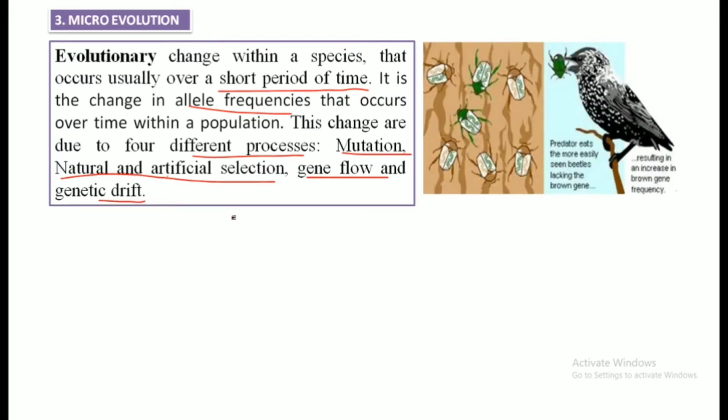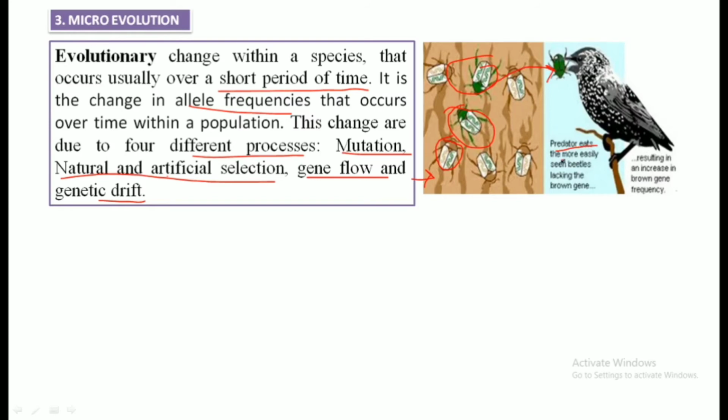So here comes an example of microevolution where you can see these beetles. These beetles are having the brown color coat and these are having the green color coat. The brown color coat is easily mixed with the bark of the tree, so the predator, that is the bird, cannot see them, and the green color is very easily seen by them and they become prey to this predator.